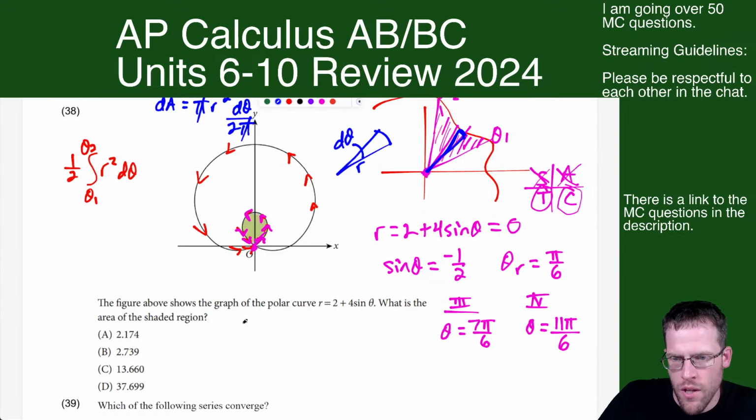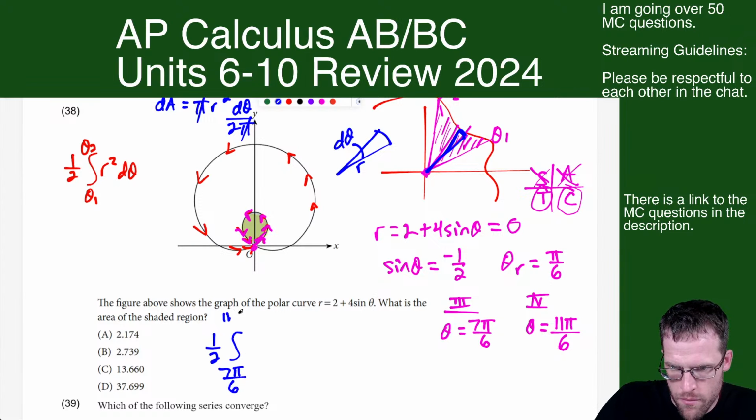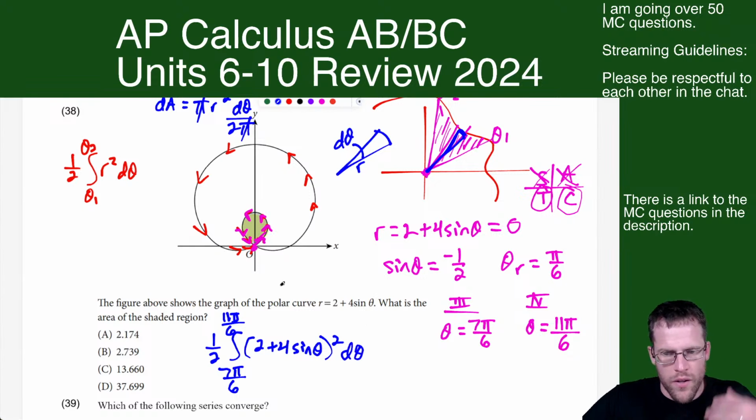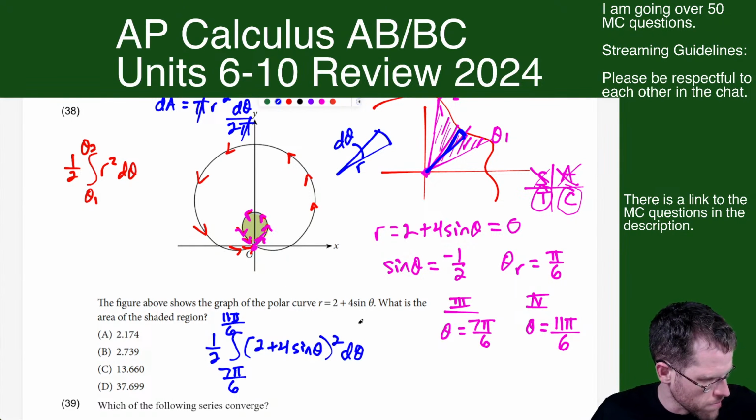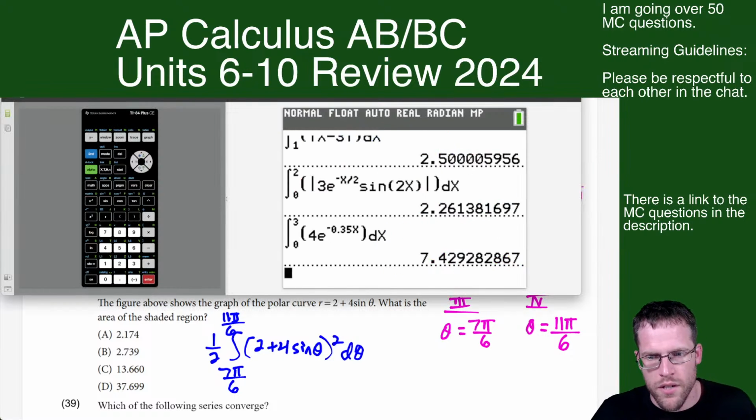All right, so now I just have to go 1/2 integral from 7 pi over 6 to 11 pi over 6 of (2 plus 4 sine theta) squared d theta. Make sure you're in radians when you type this in. Let me open up the calculator.